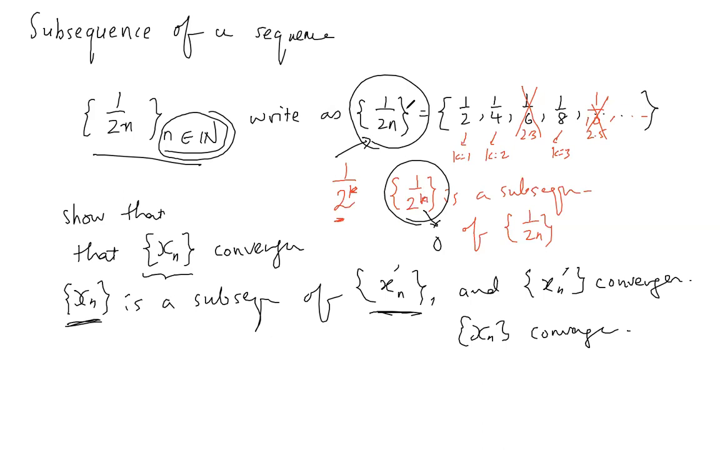So the next thing is boundedness. This is basically a definition of boundedness of sequences. So the sequences can be bounded above.